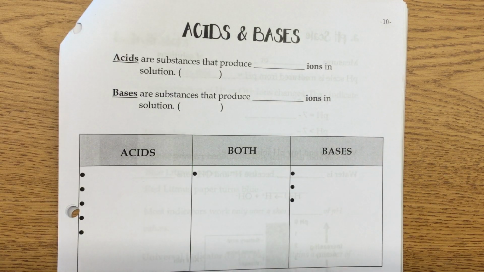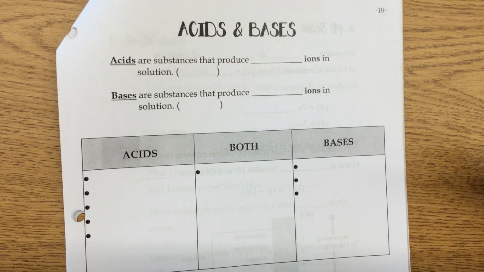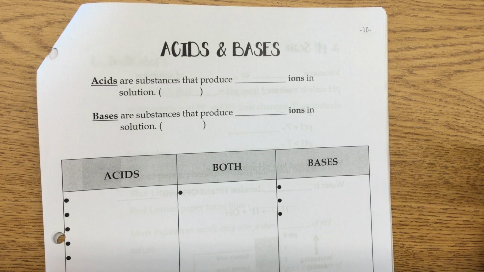Okay, acids and bases. You've already watched the two videos from Brain Pop. So they give you an overview of how pH works and the difference between acids and bases. And now we'll just put some notes down in our booklet that we can use to come back and refer to. So this is on page 10.